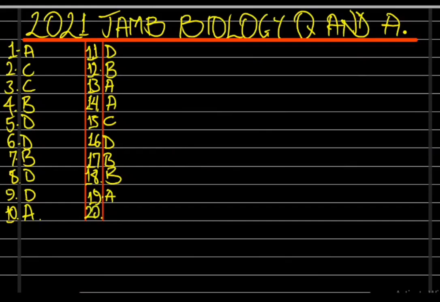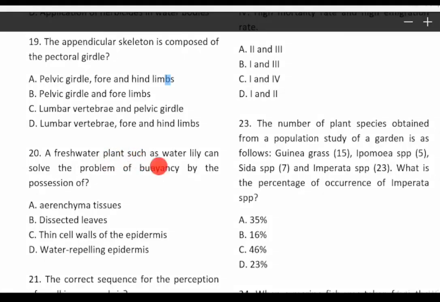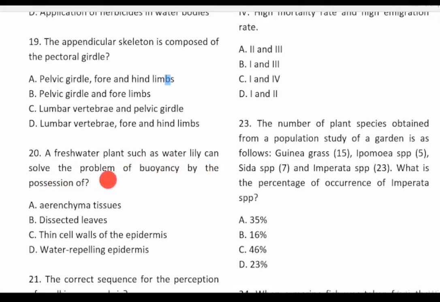And then question 20. A freshwater plant such as water lily can solve the problem of buoyancy by the possession of A. Parenchymal tissues, B. Dissected leaves, C. Thin cell walls of the epidermis, and D. Water repelling epidermis. The question is asking us for the reason why or the possibility of water lily being able to solve the problem of buoyancy.